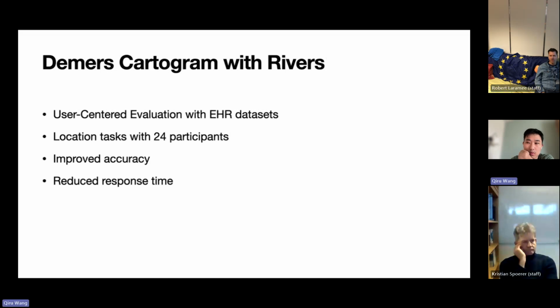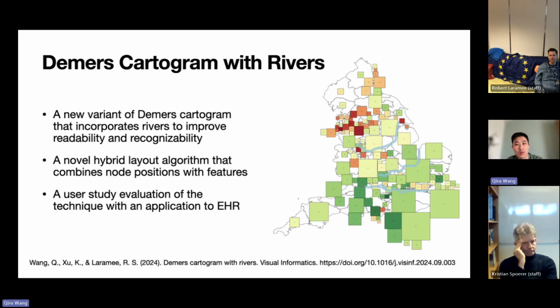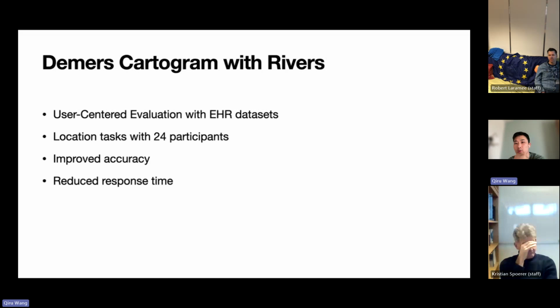Yes. Any other evidence besides the improved accuracy and response time? Not that I can think of right now. You could add anecdotal or participant feedback as evidence. Okay, participant feedback. Yeah, we do have that.